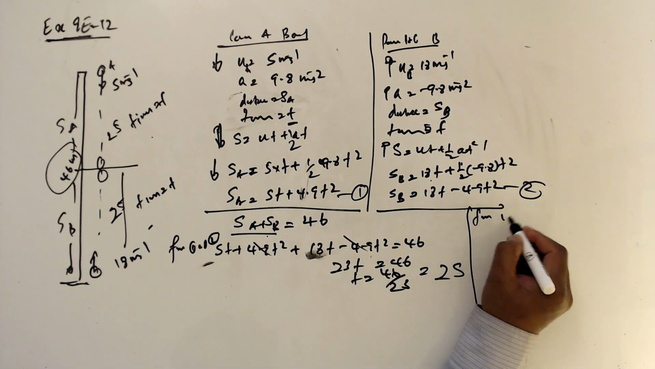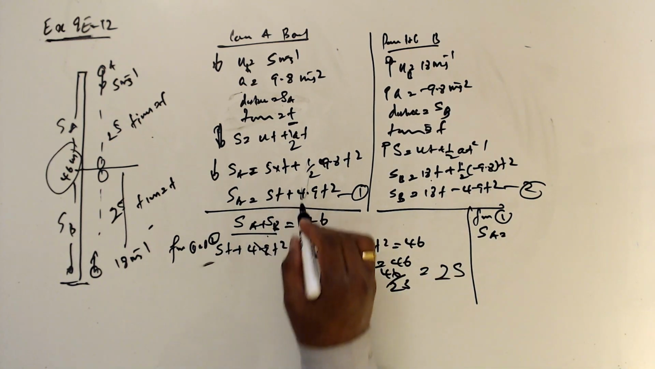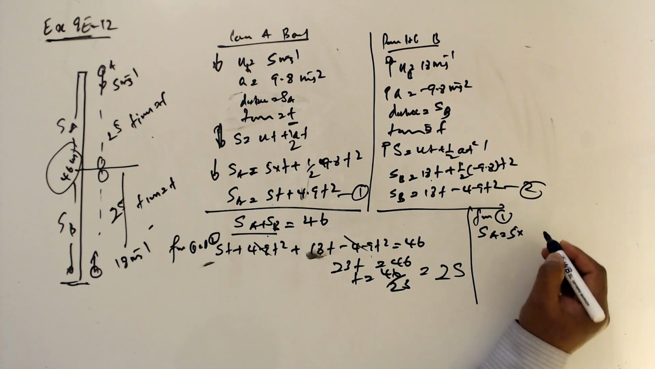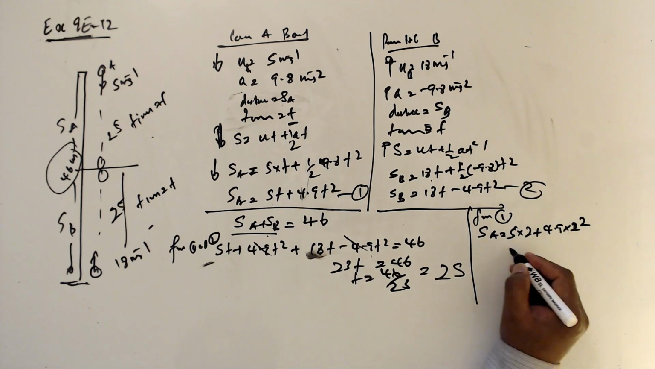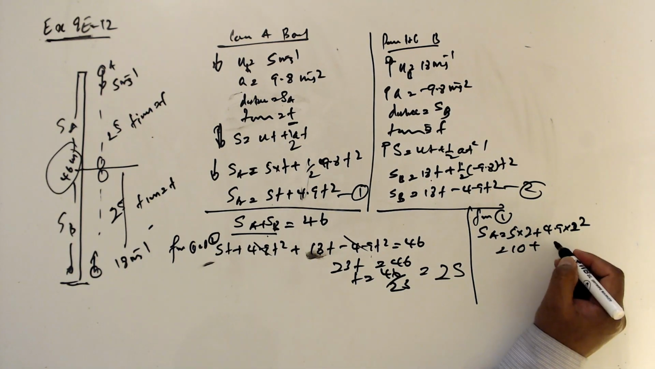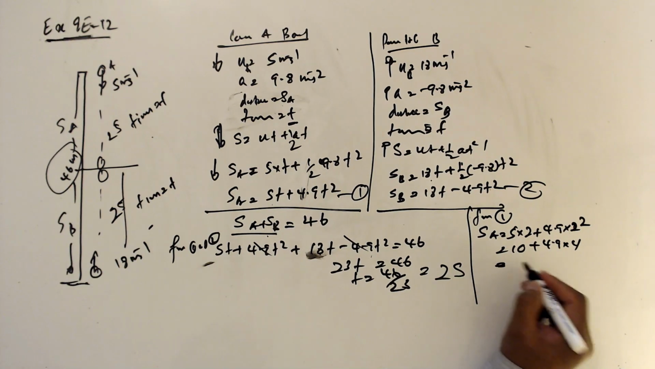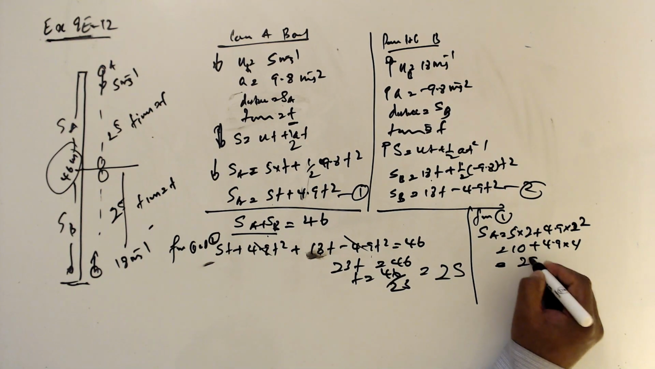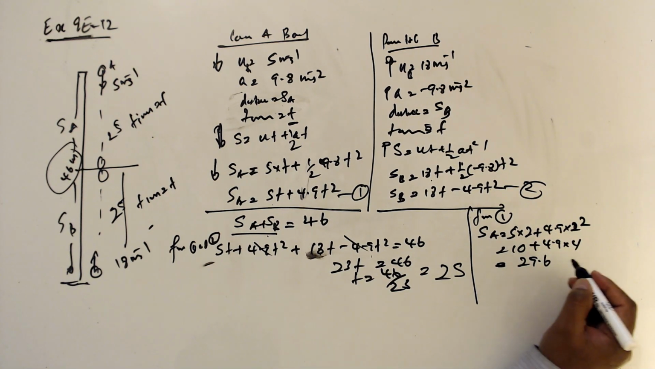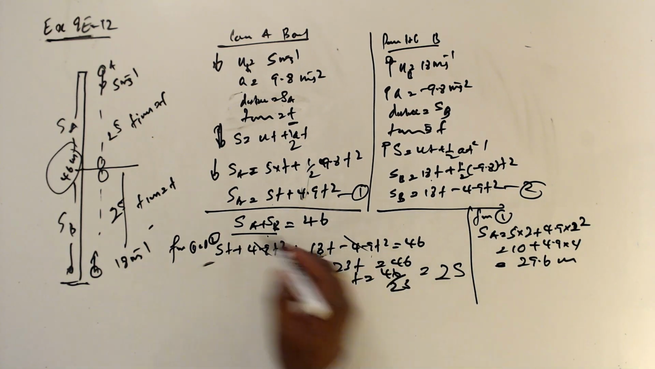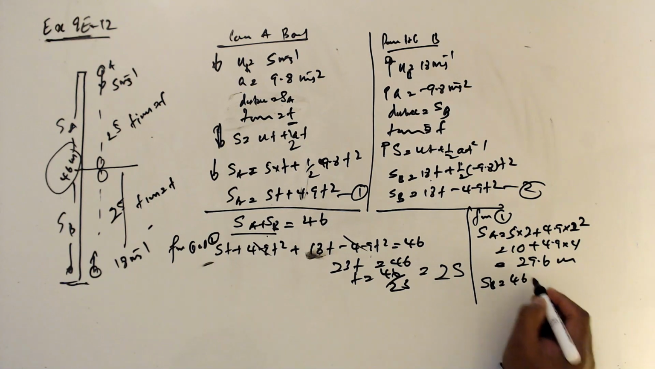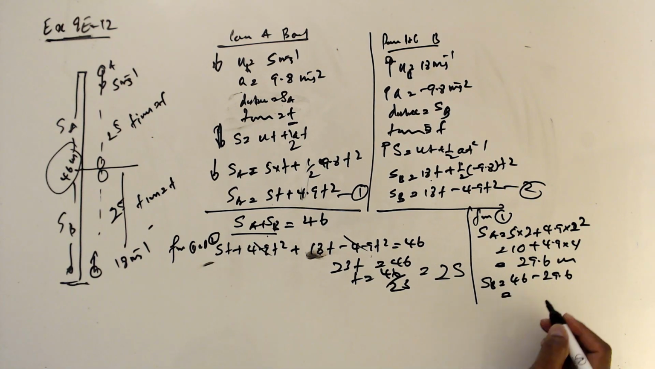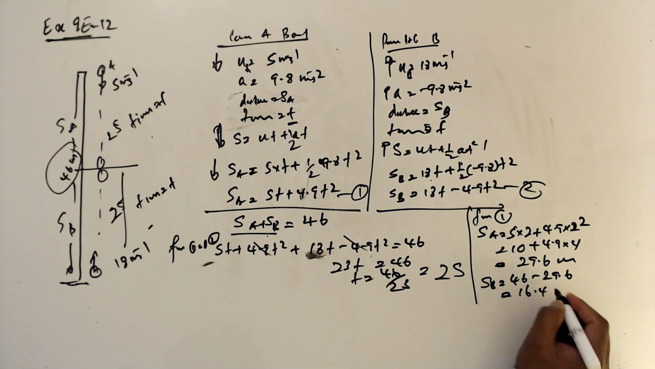So from 1, SA equals 5t, 5 times 2 plus 4.9 times 2 squared. This is 10. This is 4.9 times 4. So this is going to be 29.6 meter. Then the total distance is 46. So SB equals 46 minus 29.6, which is 16.4 meter.